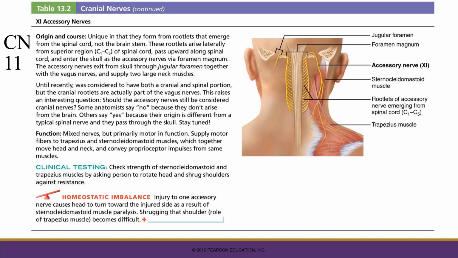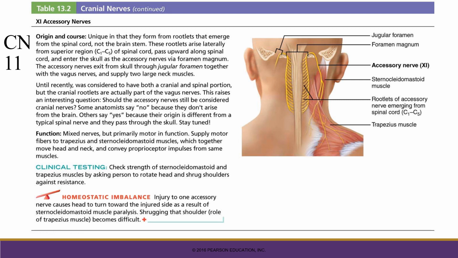This raises an interesting question. Should the accessory nerve still be considered a cranial nerve? Some anatomists say no, but we say yes here. This is cranial nerve 11. We're just going with the fact that it's a cranial nerve. Others say yes because their origin is different from a typical spinal nerve and they pass through the skull.